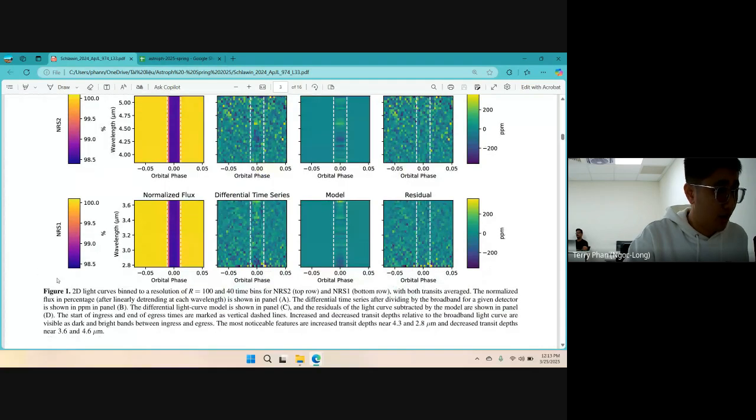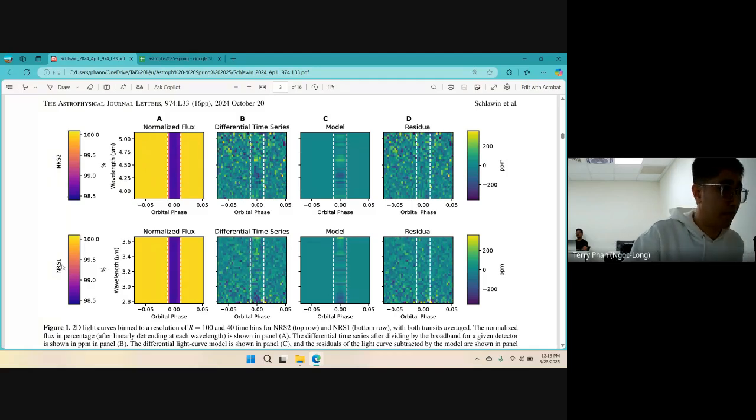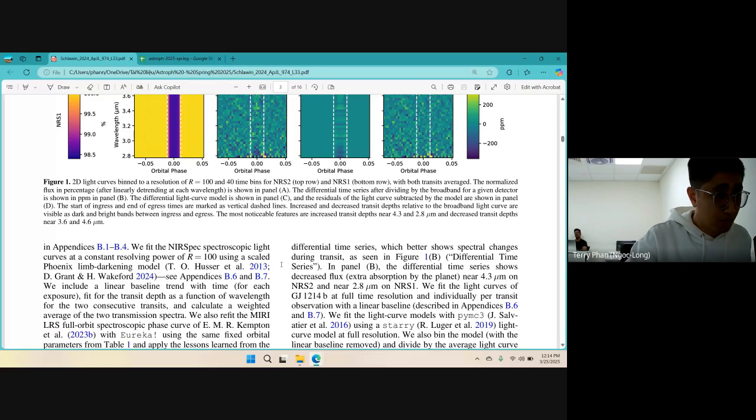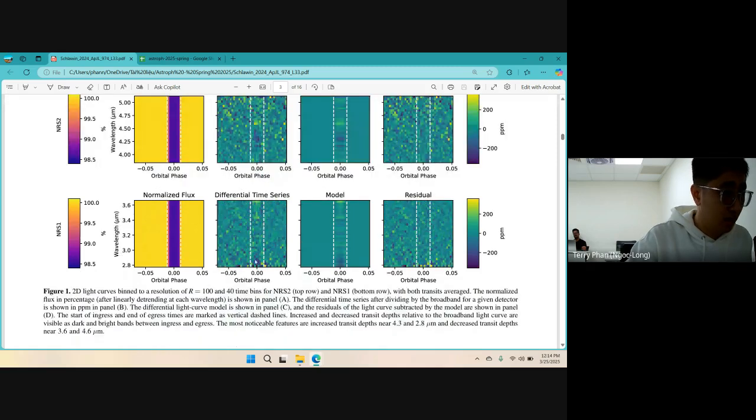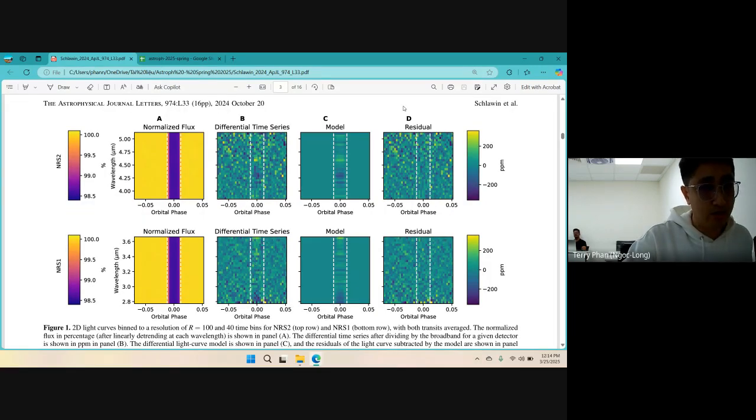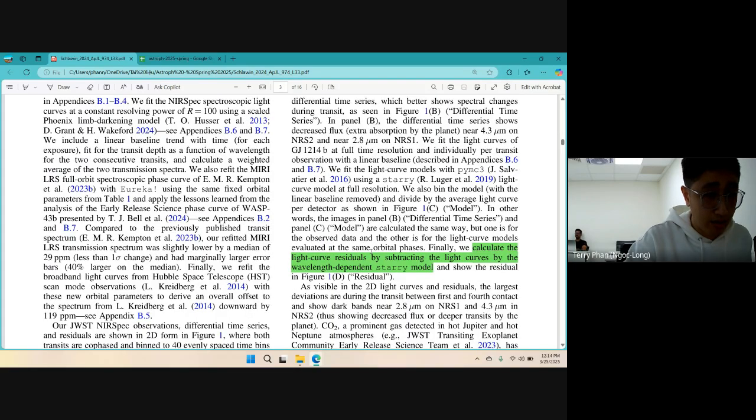So in figure 1, this is the 2D light curve from two different detectors. The top row is detector NRS2, and the bottom row is NRS1. Column A is the normalized flux, and column B is the differential time series. It showed a decreased flux at 4.3 micron for the NRS2 detector, and near 2.8 micron for the detector NRS1. Panel D is the residual panel. It's obtained by subtracting the model from the light curve. The model is in panel C.